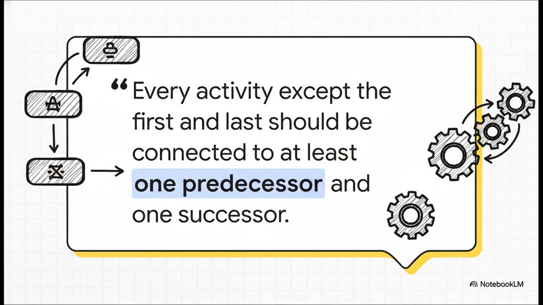This quote from the PMBOK guide highlights the golden rule of quality control for your diagram. You can't have any dangling activities. Every single task has to flow from something and into something else. If you've got a task just floating out there by itself, it means your logic is broken and your whole schedule is built on a shaky foundation.